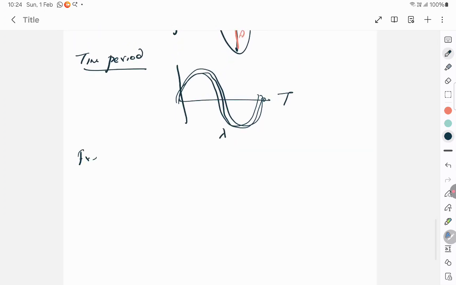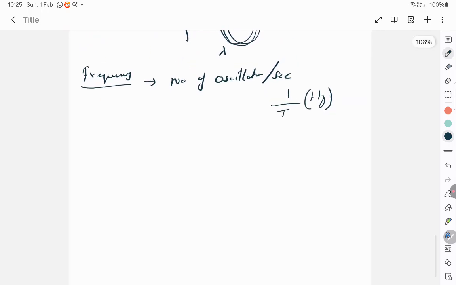So next, let's talk about frequency. Frequency is the number of oscillations per unit second. The number of oscillations per second is known as frequency. It is the reciprocal of the time period, and the SI unit is hertz. So let's go to the next.